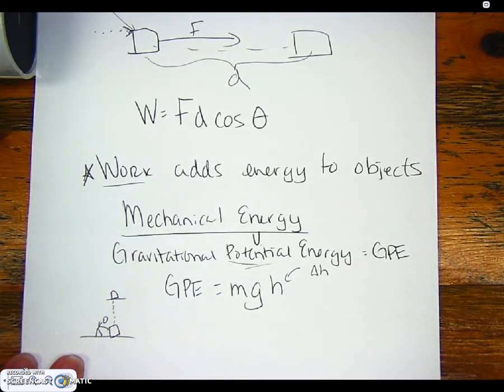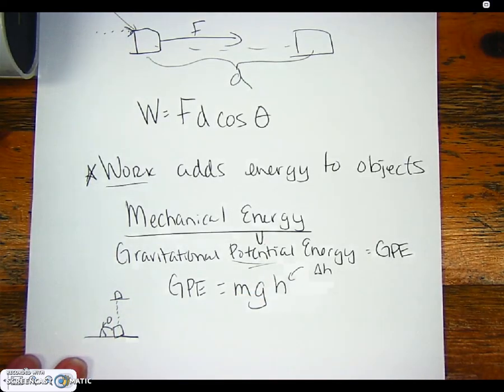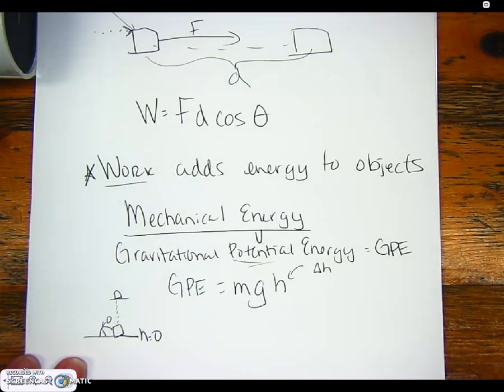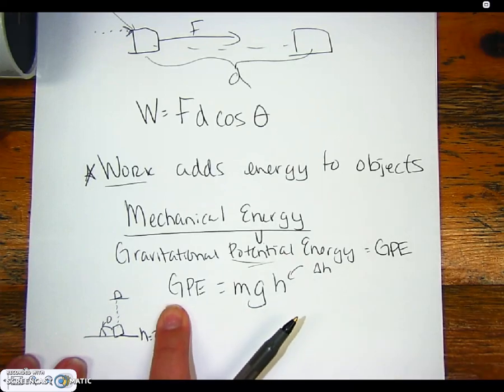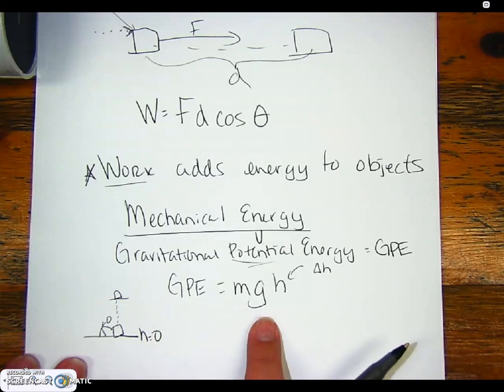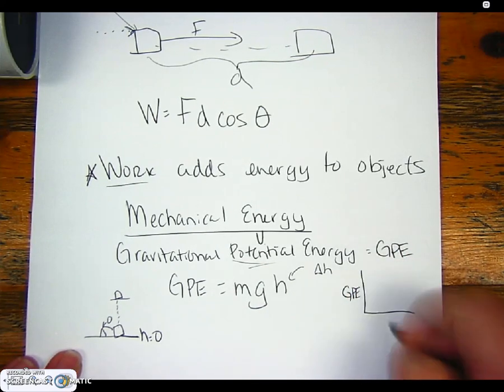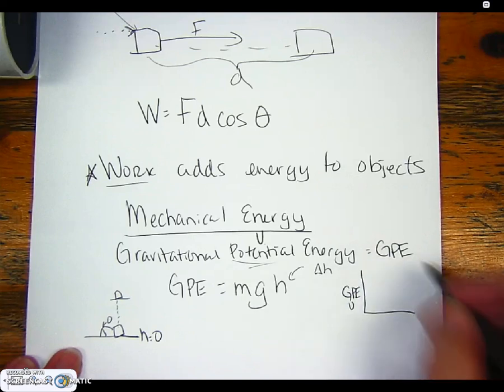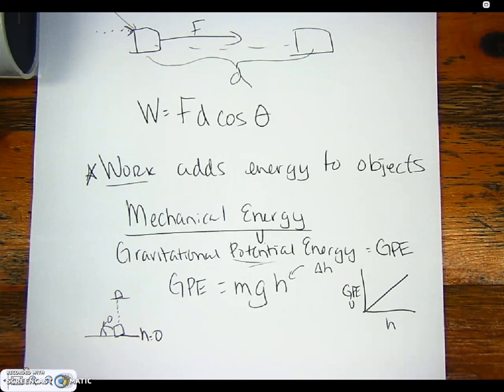Now, typically within a system, I'm going to define the lowest relative position within that system as height equal to 0, so that the change in h would also be equal to h. If I wanted to graph this, a lot of times we look at the relationship between the energy stored in the object and the height or distance that it is moved. This is a linear relationship. So a lot of times we'll see GPE on this axis, or U, remember it can be U, and then we would have height on this axis, and we're going to see some sort of linear relationship.